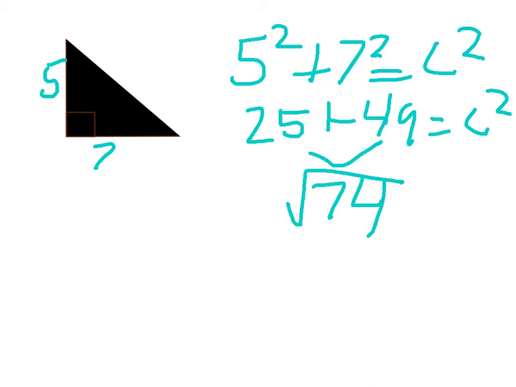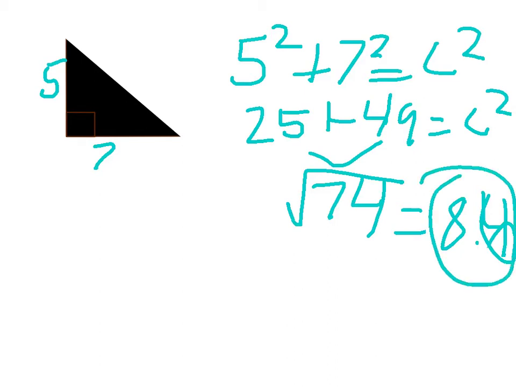This becomes a crazy decimal, so we would round it to the nearest tenth, which is 8.6. And that's how you find the hypotenuse of a right triangle.